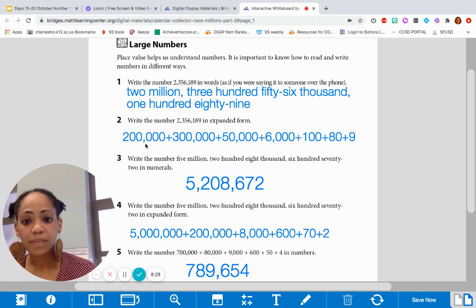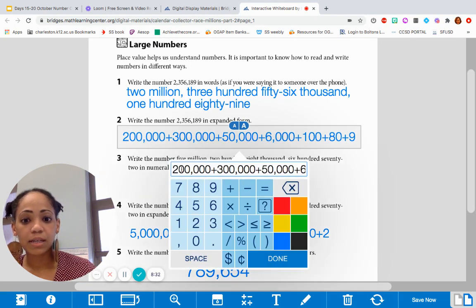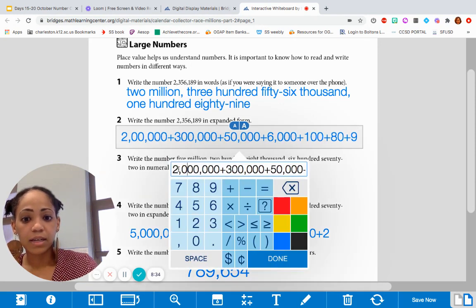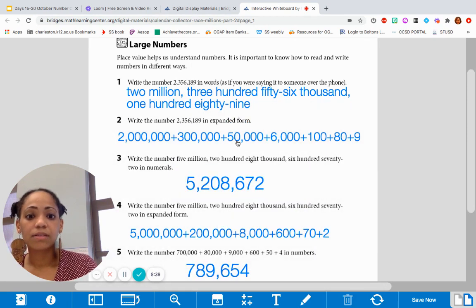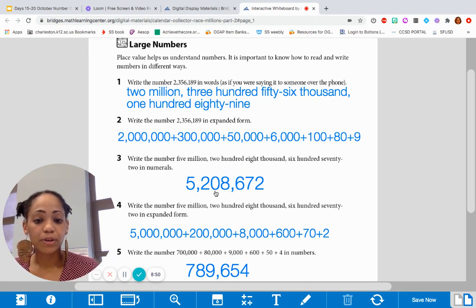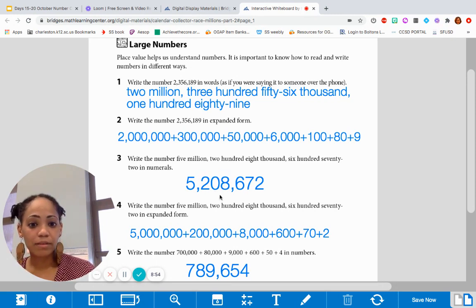2,356,189. Here's my expanded form up, and Ms. Trammell made a mistake. So let me fix that. That's 2,300,000, 50,000, 6,189. Here's the number form of 5,208,000. 208. There's that zero we were talking about earlier that could throw you off. You got to make sure you have 3 digits in each of those families. Okay, that's what separates. That's how you know where the comma goes.